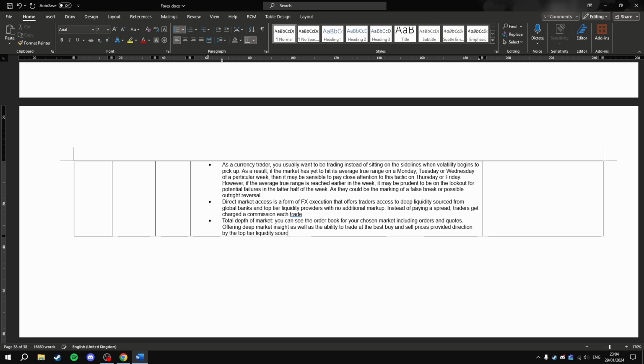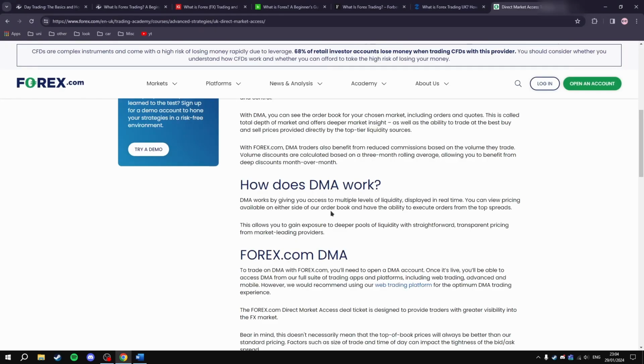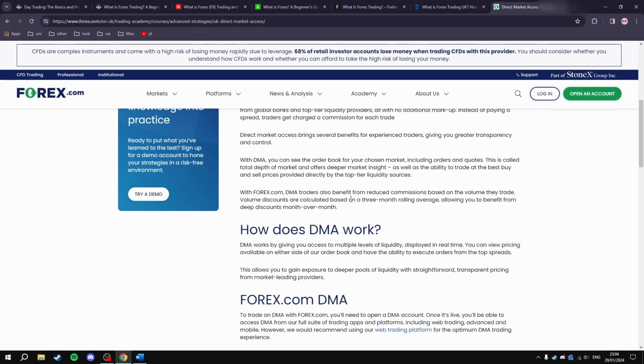With Forex.com, direct market access traders also benefit from reduced commission based on the volume they trade. Volume discounts are calculated based on a 3-month rolling average, allowing you to benefit from deep discounts month over month.